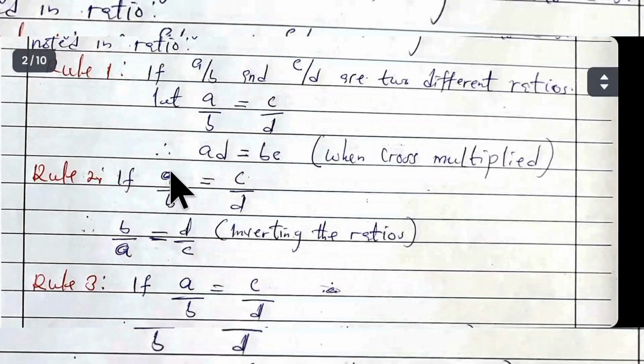Rule number two, if A over B is equal to C over D, therefore B over A is equal to D over C, inverting the ratio. So if you invert the ratio both on the left hand side and the right hand side, you discover that they will still be the same. All right, so we inverted this and we inverted this, they are still the same.